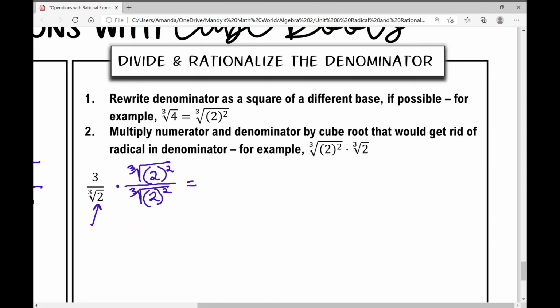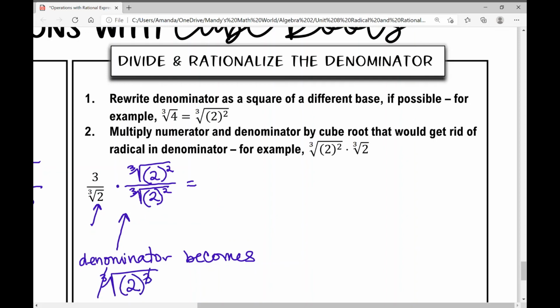So now let's rewrite it. That is what gets rid of that radical in the denominator. So let's make a little note. The denominator becomes, what does it become? Well, the cube root of 2 cubed. So the cube root and that exponent undo each other. Your denominator just becomes 2. So I'm going to rewrite the numerator. 3 times the cube root of, and let's go ahead and simplify this, 2 squared is 4, over 2. And we can't simplify it anymore, so that's our answer.